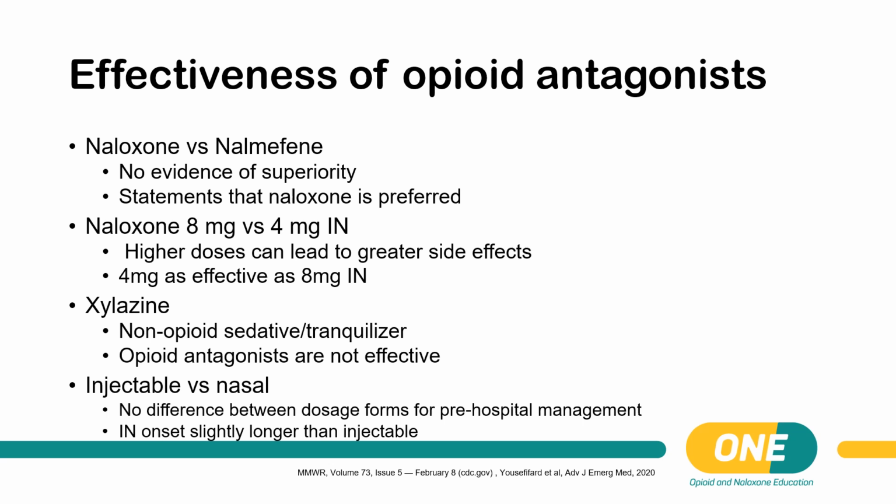And then again, there have been some studies that have looked at the injectable version of naloxone versus the nasal. There hasn't been any difference shown for pre-hospital management. Again, once you're in the hospital or in the emergency department, it's better to have an IV, an injectable administration, because you're able to titrate the dose and respond accordingly to what the patient needs. And there again, one thing to make note of is that the intranasal onset of action is slightly longer than the injectable.